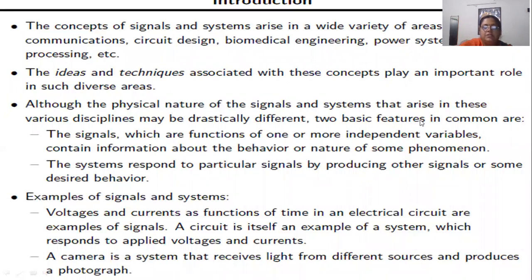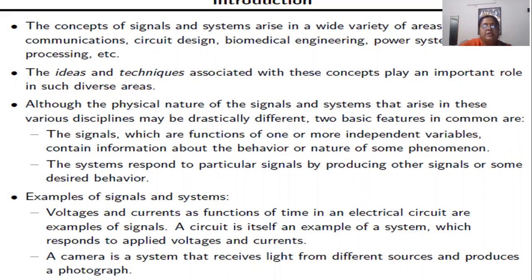First, we'll discuss what signals are and what their importance is. The concept of signals and systems arises in a wide variety of areas such as communications, circuit design, biomedical engineering, power systems, speech processing, etc. The ideas and techniques associated with these concepts play an important role in such diverse areas.